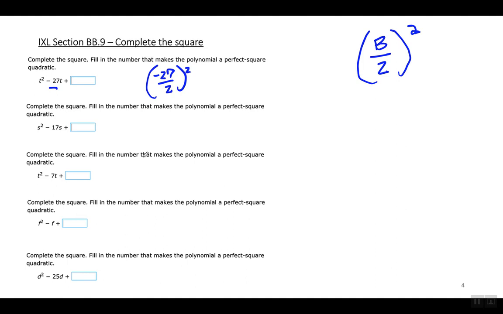So what you should do is the following. Leave it like that. Leave it in fraction form. And just do on the bottom 2 to the second power, which is 4, and on the top 27 to the second power, which is going to give you 729.